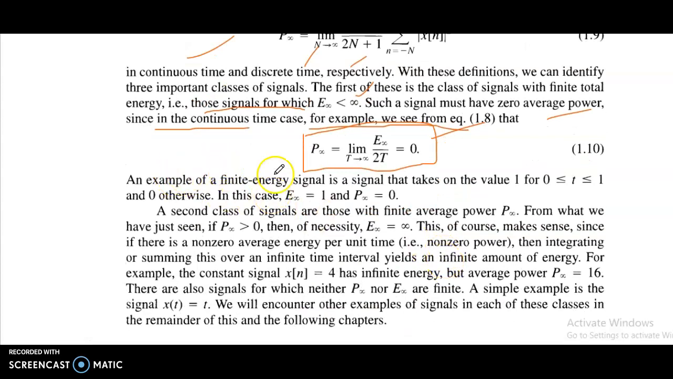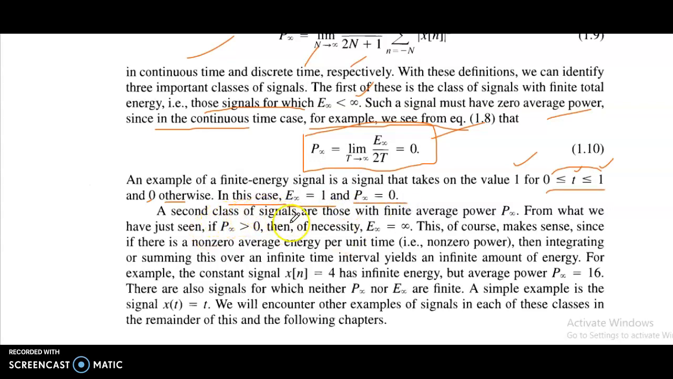An example of a finite energy signal is a signal that takes on the value 1 for t between 0 and 1, that is, 0 is less than or equal to t, t is less than or equal to 1, and 0 otherwise. In this case E infinity equals 1 and P infinity equals 0.